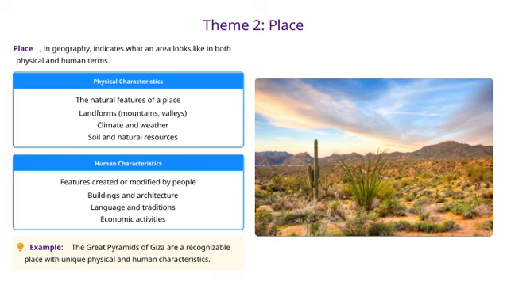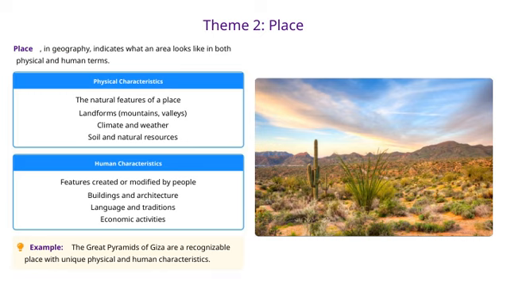Soil type and natural resources also play a big role in shaping what the place is like and how it can be used. Now, moving on to human characteristics. These are features that people create or modify, like buildings and architecture, which can tell us a lot about the culture and history of a place. Language and traditions also fall into this category, giving each place its unique identity.